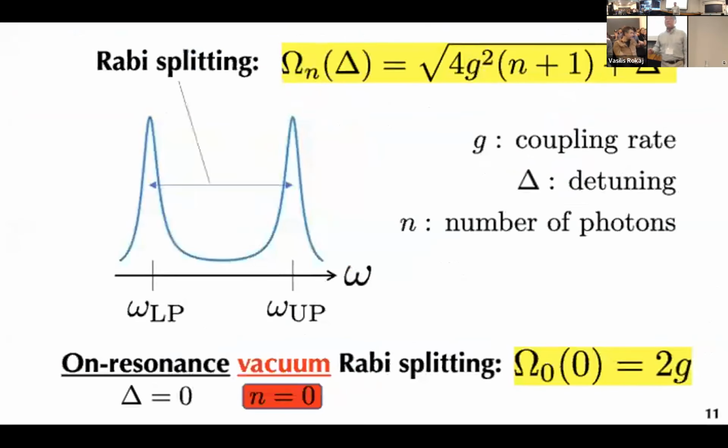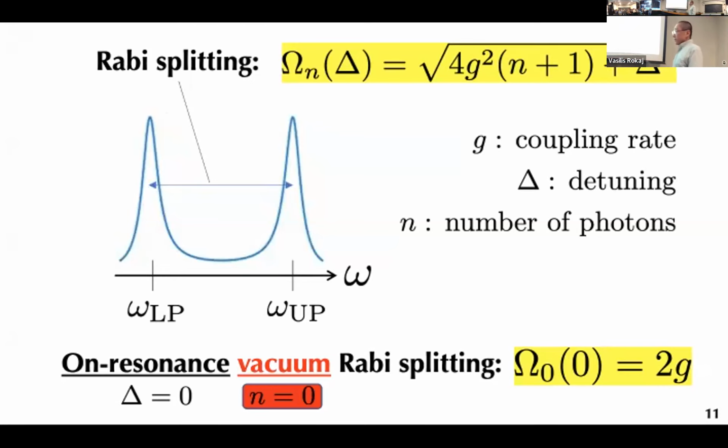In order to define different regimes a little bit more quantitatively, let's go back to the simplest model, the Jaynes-Cummings model, which tells us that the Rabi splitting, which is the energy difference between the lower polariton and the upper polariton, can be written in this simple formula. I'm not saying this applies to condensed matter systems. I just want to use this simple formula to explain different regimes. As you can see, this depends on three parameters, g, delta, n. g is the most important parameter in this context. This is the light matter coupling rate, the rate at which the energies exchange between the light and matter system. Delta is the detuning, and n is the average number of photons in the cavity.